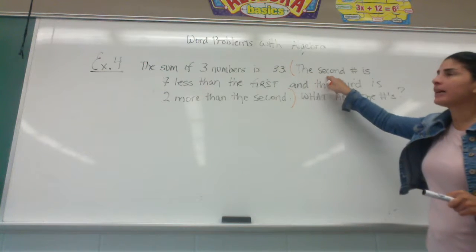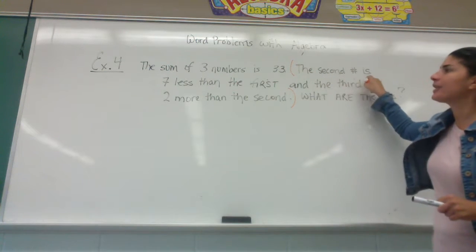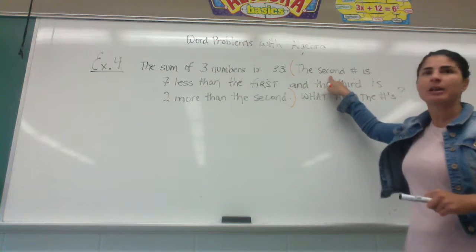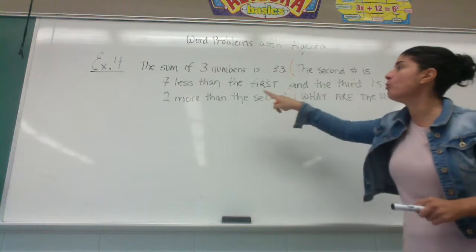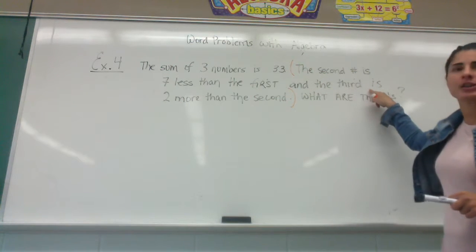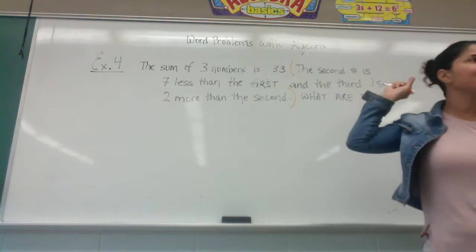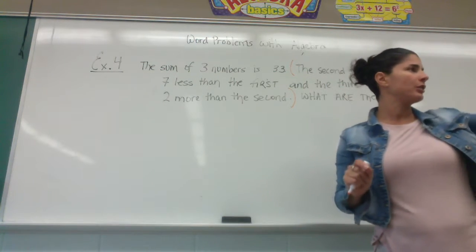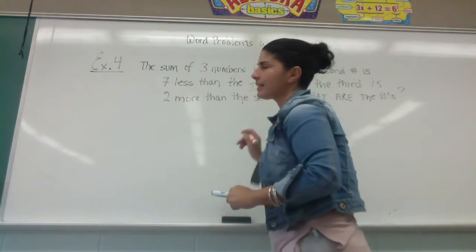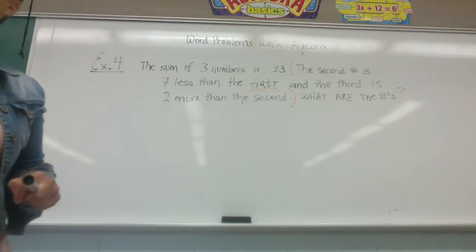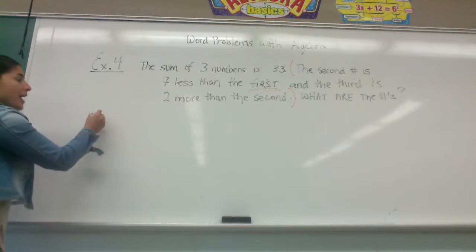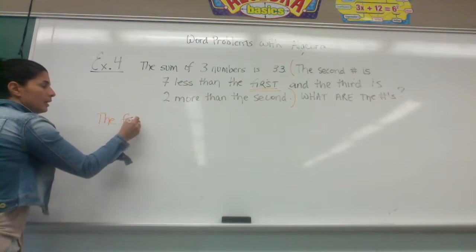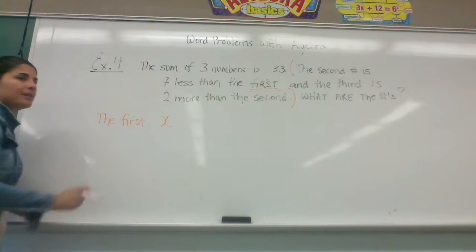So the second number, already, I know that the second number is 7 less than the first. So the second number is not going to be x. Then it says the third is 2 more than the second, so we know that the third is not going to be x. So which one has the least amount of information? The first, right here. Please, and very important, to get yourself going, for it to be easier, to be organized, underline the one that has the least amount of information, and the one that we are going to label as x, the unknown.